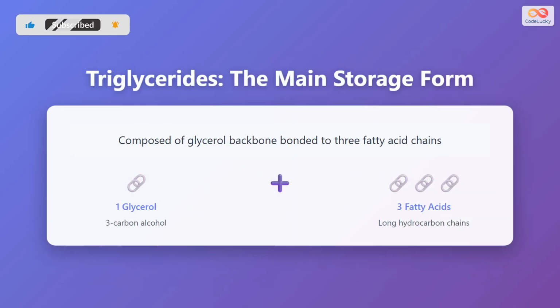Triglycerides are the most common form of lipid storage in your body. They are composed of two main components, one glycerol molecule and three fatty acid chains. Glycerol is a simple three-carbon alcohol that serves as the backbone. Three long hydrocarbon fatty acid chains attach to this glycerol backbone through chemical bonds. This structure makes triglycerides extremely efficient at storing energy in a compact form.